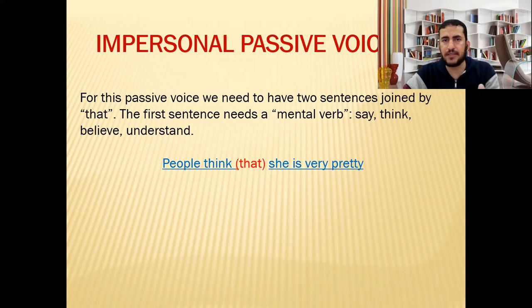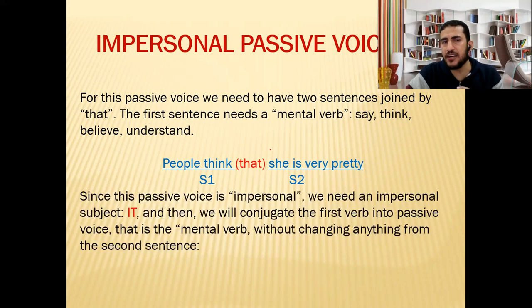People think that she is very pretty. Here we have two sentences. The first sentence, people think, and the second sentence, S2, she is very pretty. These two sentences are linked with that. How can we change it into passive? We call it impersonal passive. Look here. We can change it like this.